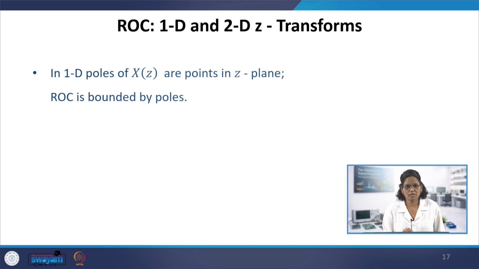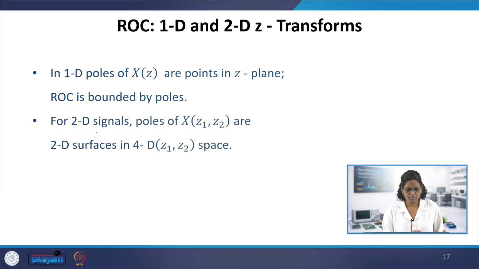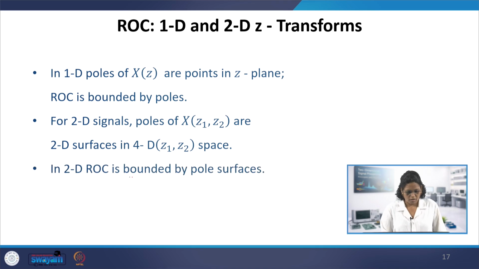This can be better visualized with a 2D plane, that is a subspace of the 4D space. If we compare with 1D signals' z transform, the poles are points in the z plane, and as I told, the ROC is bounded by the poles. Whereas in the case of 2D signals, X of z1, z2 are 2D surfaces of the 4D z1-z2 space. These are the surfaces we have got, and the 2D ROC is bounded by pole surfaces, not exactly poles, pole surfaces, again to visualize.